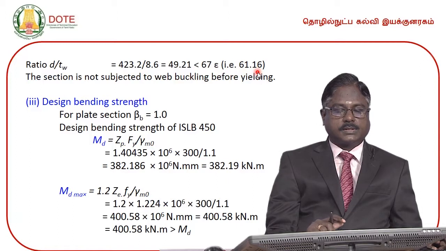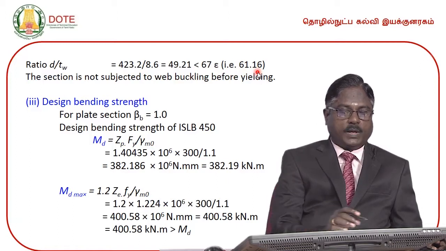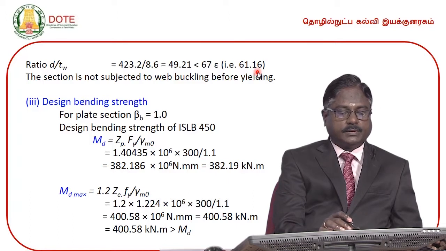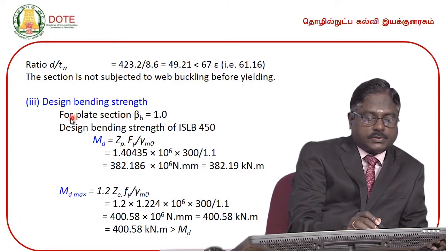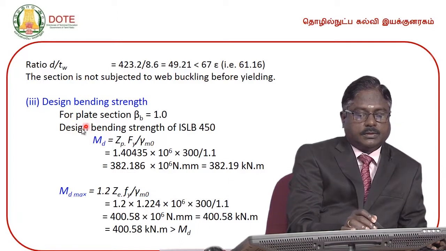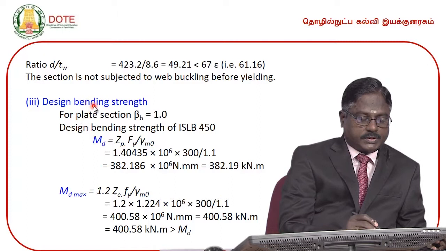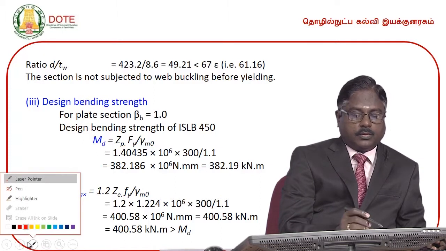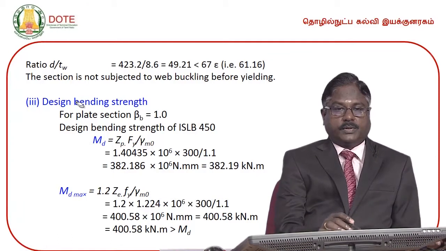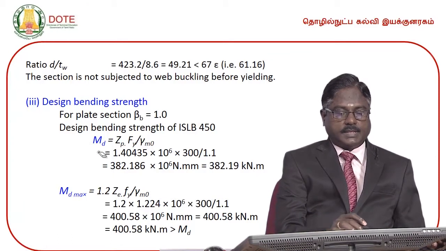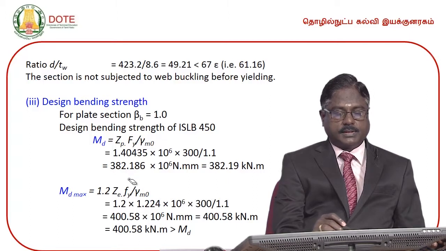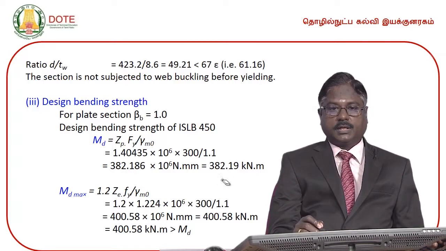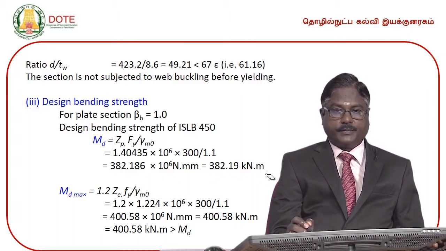So, the section is not subjected to web buckling before yielding. And third step, design bending strength. For plastic section, beta B value is 1, and the design bending strength, substituting the relevant values, is found to be 382.19 kilonewton meter.